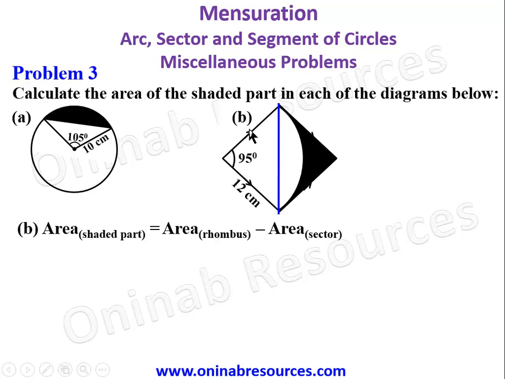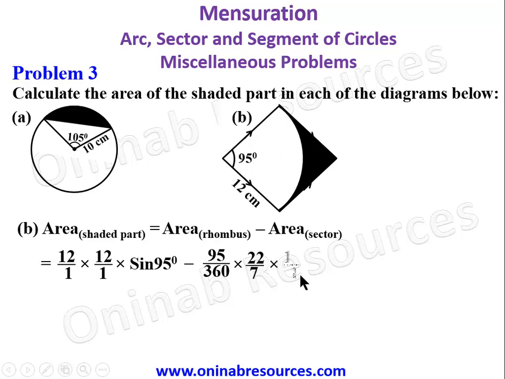So to calculate the area of this is half 12 squared sine 95 degrees. Multiplying it by 2, the half will go. So we'll just have it as 12 times 12 sine 95 degrees. Then minus area of sector, 95 over 360 times 22 over 7 times 12 over 1 times 12 over 1. This is theta over 360 pi r squared. So where the side of the rhombus is our radius of the sector of the circle represented in the diagram.